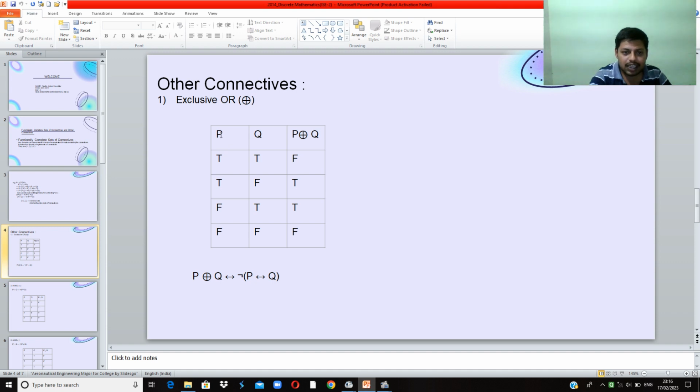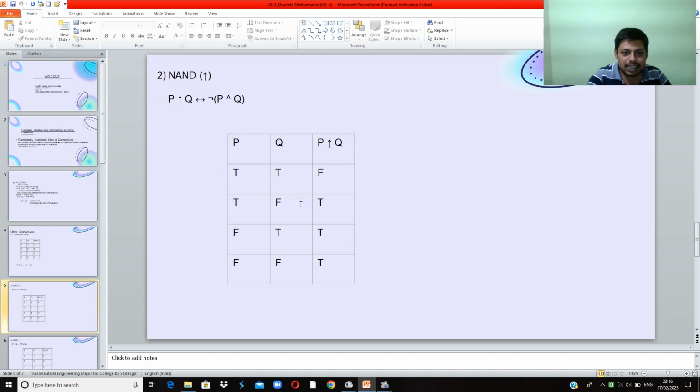We have taken the table with P, Q, and P exclusive or Q. We have taken truth values true true false false for P, and true false true false for Q. Now how do the outcomes come? When we get similar values, TT or FF, it is false. When they are different, it is true. That is for exclusive or.